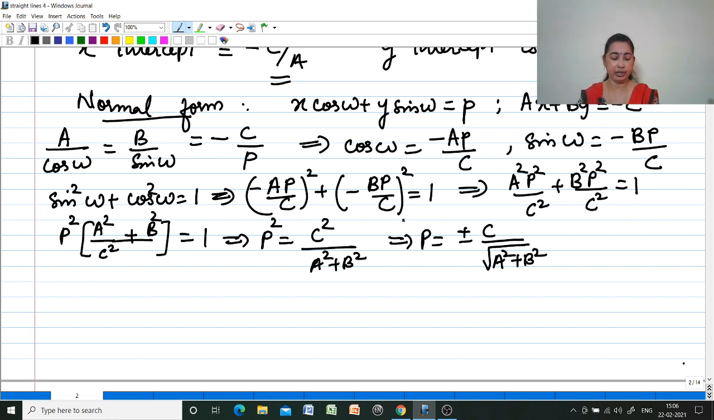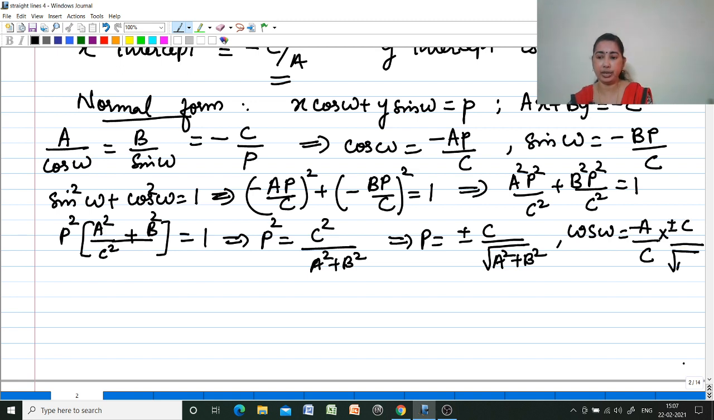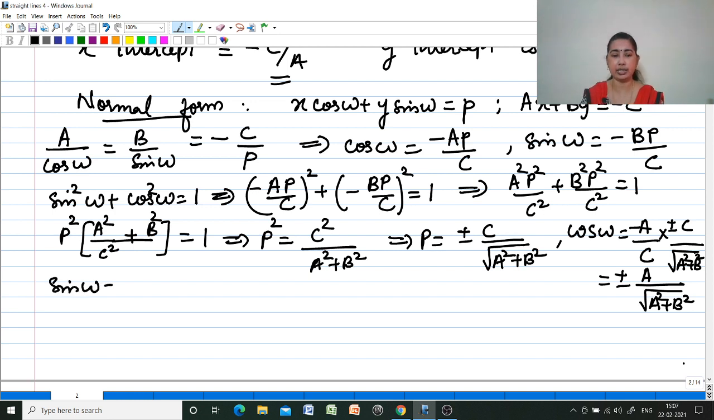Now what is cos omega and what is sin omega? Cos omega is minus ap by c. Instead of p we can give plus or minus c by root of a square plus b square, so it is minus a by c into plus or minus c by root of a square plus b square. So c will get cancelled, so that is plus or minus a by root of a square plus b square. In the same way we get sin omega as plus or minus b by root of a square plus b square.